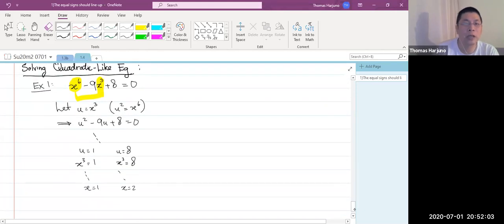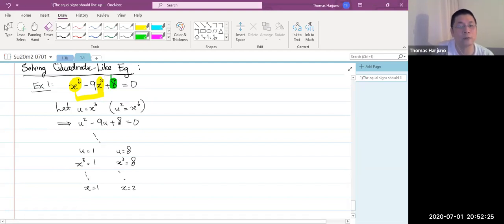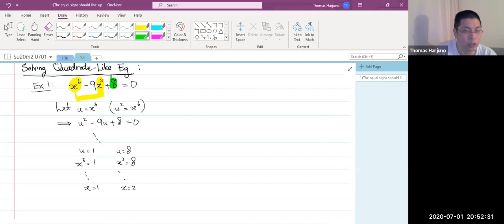Now we say it's quadratic-like because the equation has 3 terms, and one of the terms is the square of the other one, and the last term is a constant. The other term here is a constant. This part here is a constant. So basically, using some little substitution, you can rewrite it into a quadratic equation. So you substitute x cubed in this case by a u, and suddenly it becomes a quadratic equation.